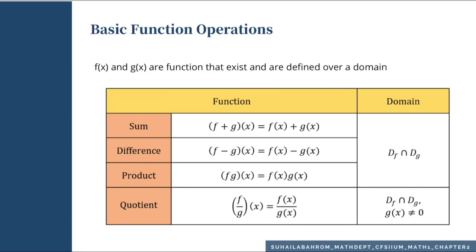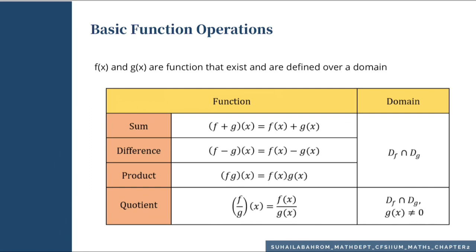So this is the basic of the operation on function. The first one, we have the summation, difference, product and also quotient. When we try to find out the sum between two functions, f plus g is equivalent to the function f plus the function g. The difference is f minus the function g, the product is the function f multiplied with the function g, and for the quotient, f divided by function g.